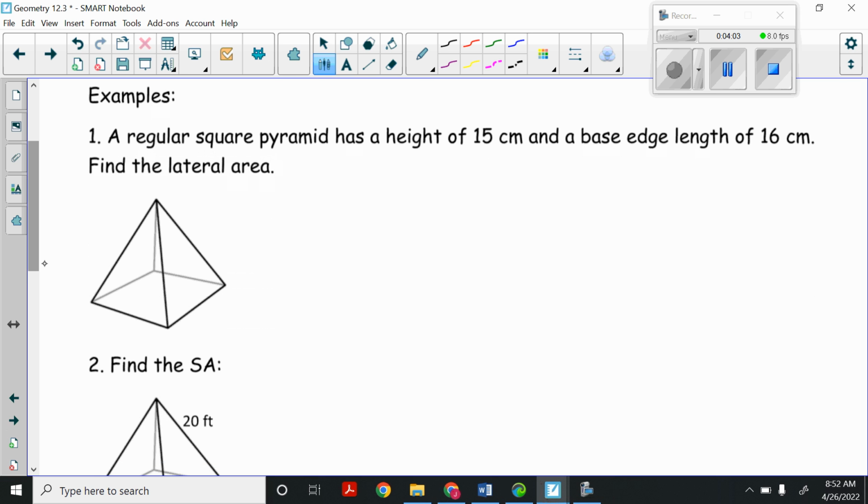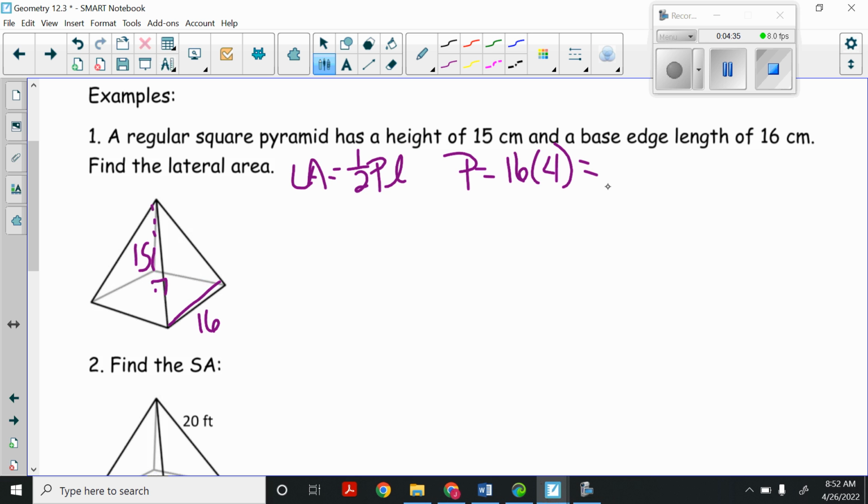This is a regular square pyramid, has a height of 15 centimeters and a base edge of 16 centimeters. Find the lateral area. So the 16, that's the bottom here. The height of the pyramid, that's the height in the center, is 15. So remember, our formula for lateral area is equal to 1/2 the perimeter times the slant height. I can go ahead and find my perimeter, right? My perimeter is 16 times 4 because there are 4 sides to a square. So we see that our perimeter is 64 centimeters.